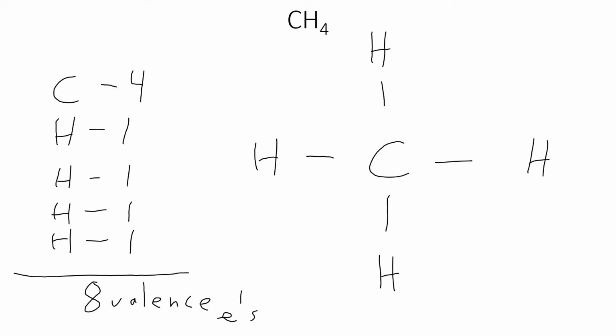Remember, we checked for our total of 8 valence electrons. We also checked for the octet rule. Well, carbon would follow that octet rule. Hydrogen does not. Hydrogen followed the duet rule, and it has its duet of electrons. So both of our checks worked. That means we have the correct structure.